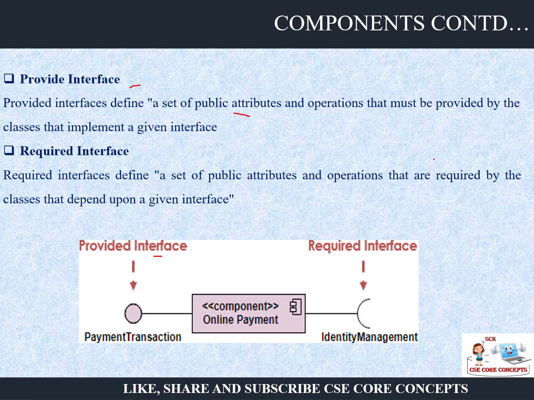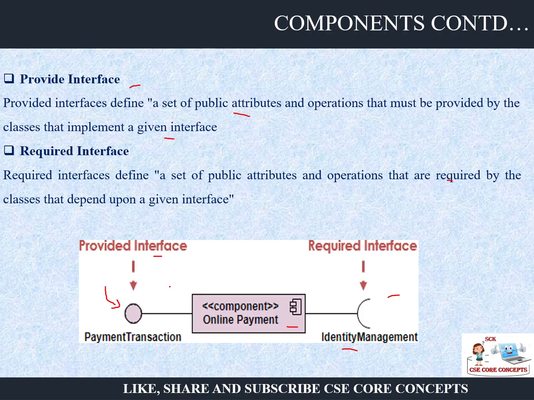And one is the required interface, that is a set of public attributes that are required by the classes that depend on the given interface. So this is the required interface. It means if you want to do an online payment, your identity, that is your PIN and all, is required. And provided, that must be provided by the classes that implement the interface. So this is given by the classes which are giving you the interface.